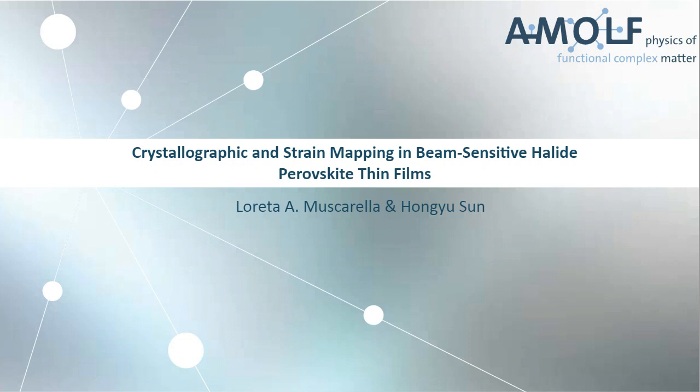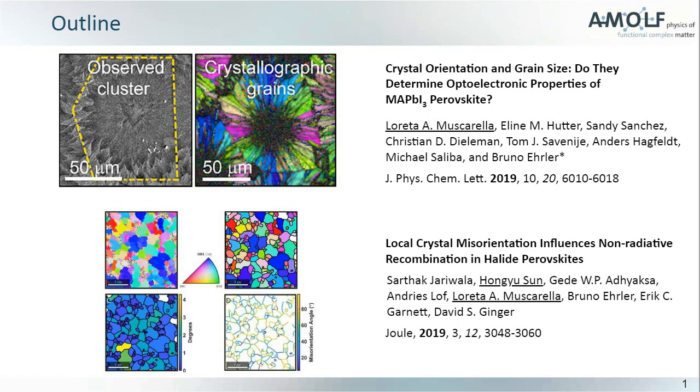In this second part of the talk, I will first introduce the work that we are going to present together with the OnView. I will focus mainly on the effect of crystal orientation and grain size and how this correlates with the optoelectronic properties of methylammonium lead iodide. And then I will give the floor to OnView, who will talk about local crystal misorientation and how this can influence non-radiative recombination in halide perovskite.